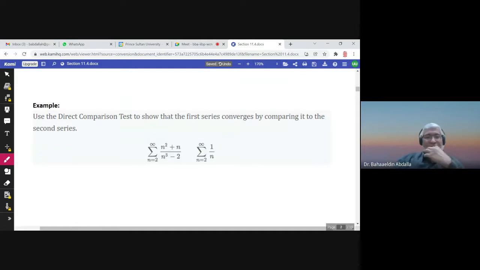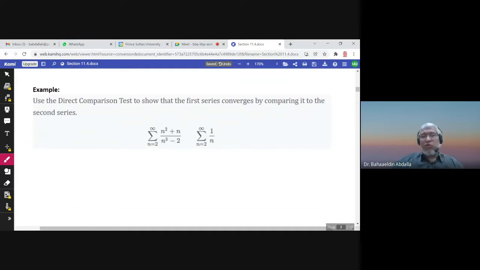Use the direct comparison test to show that the first series diverges here by comparing it to the second series. What is this? This is the harmonic series. It is also a P series with P equals 1. So it's divergent.